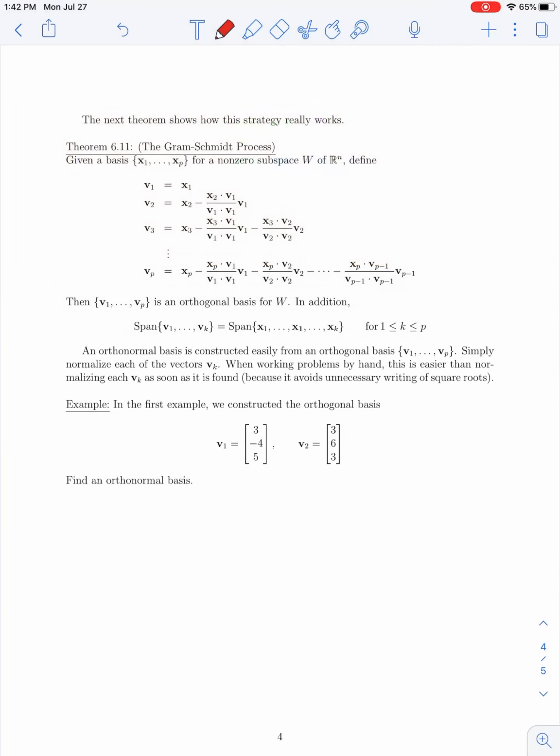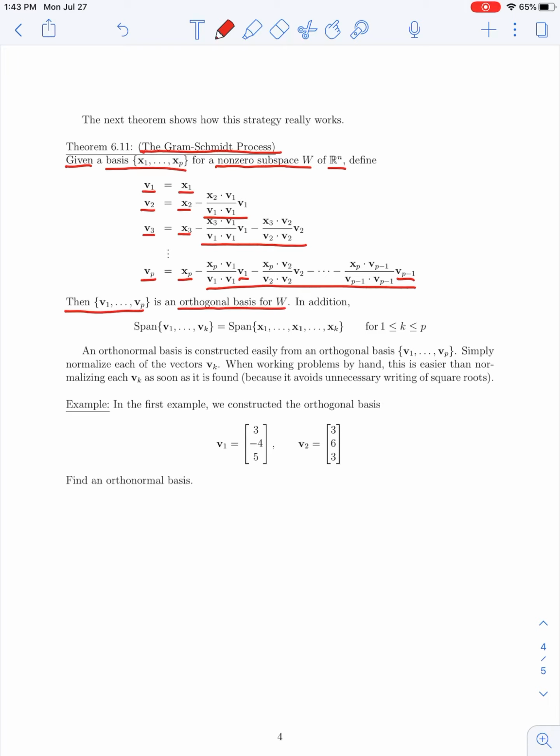So the following theorem is a formalization of the couple of examples that we just looked at, called the Gram-Schmidt process. So here's what it says. If we are given a basis of vectors x1 through xp for some non-zero subspace W of Rn, we can define the vector v1 as x1, v2 as being x2 minus the projection of x2 onto v1. v3 will be the vector x3 minus the projection of x3 onto the subspace spanned by v1 and v2, and so on up through a vector vp, which would be xp minus the projection of xp onto the subspace spanned by the vectors v1 through vp minus 1. So this set of vectors v1 through vp is then an orthogonal basis for the subspace W.